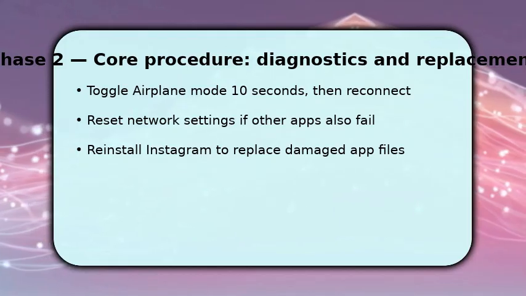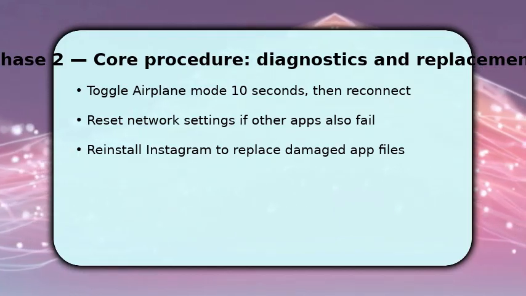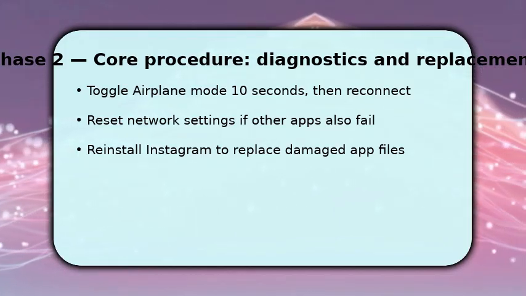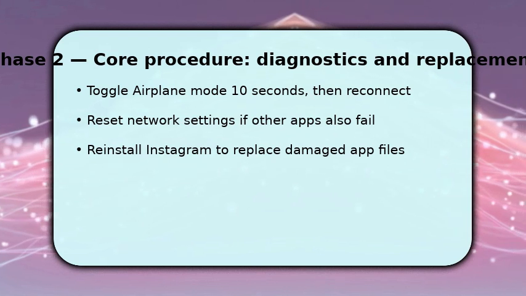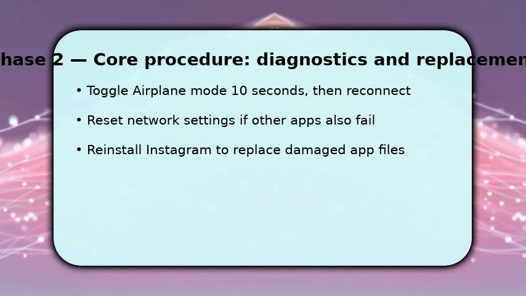Make sure your device date/time is automatic. Incorrect clocks cause SSL failures. These middle steps rebuild the environment Instagram needs to fetch photos reliably.